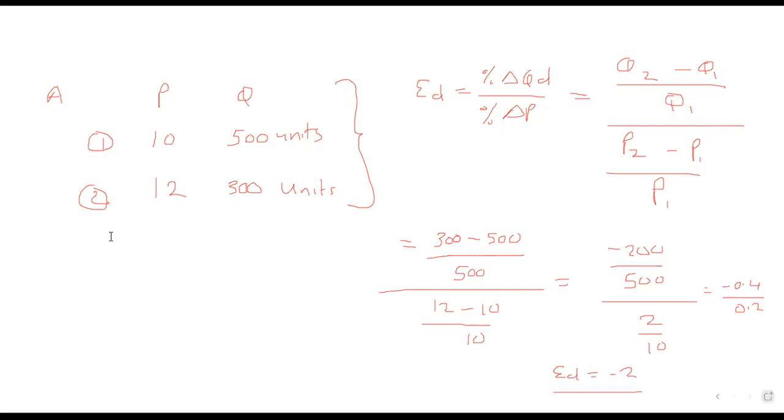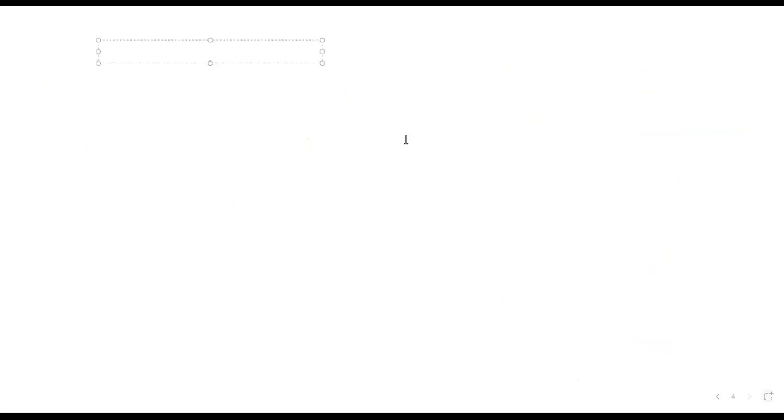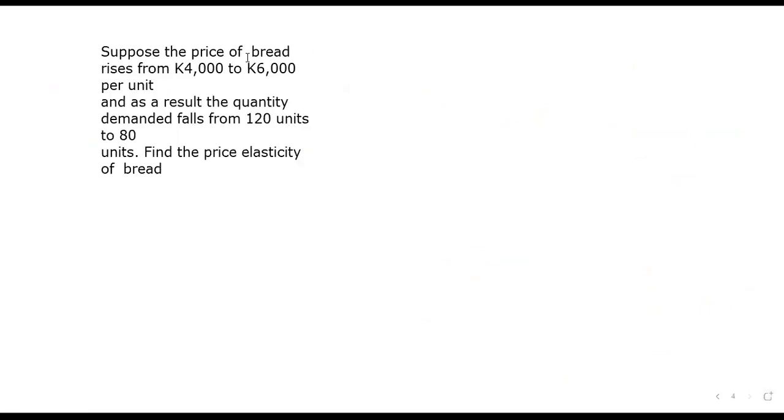Elastic. Now, how will the actual questions come? They'll come like this. Suppose the price of bread rises from 4,000 to 6,000 per unit. As a result, the quantity demanded falls from 120 to 80 units. Find the elasticity of demand. Who wants to try that? Lead us through.